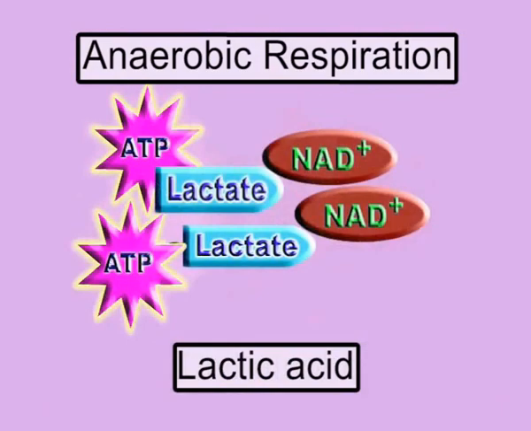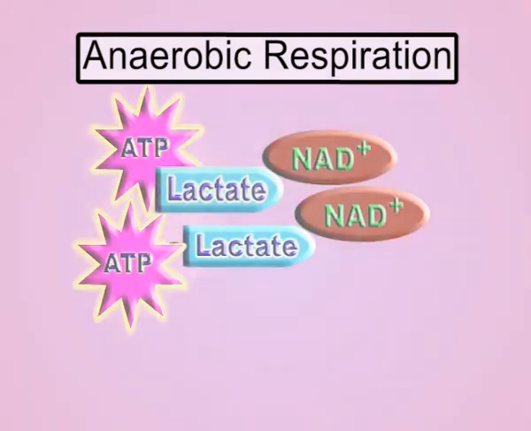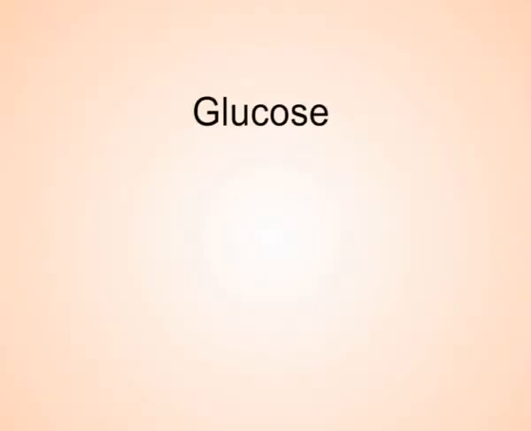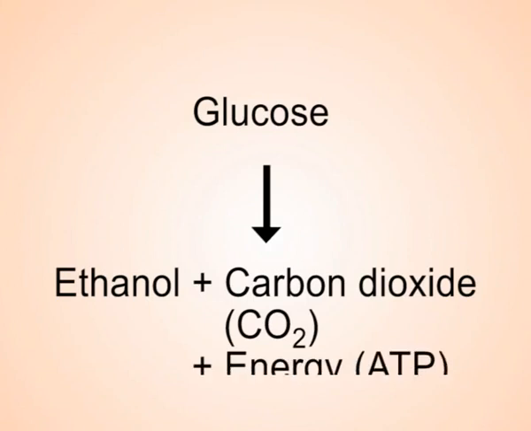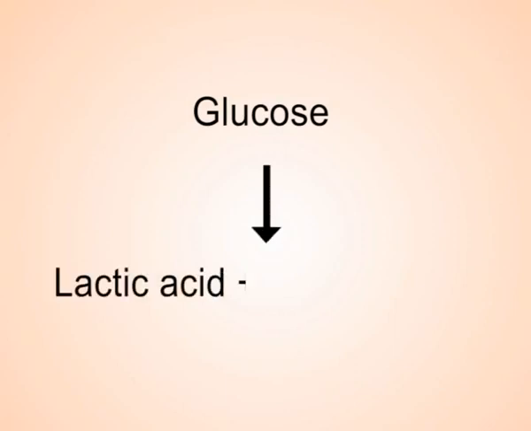The process of anaerobic respiration is shown by this chemical equation. Glucose broken down to form ethanol plus carbon dioxide, that is CO2, plus energy, that is ATP. Glucose broken down to form lactic acid plus energy, that is ATP.